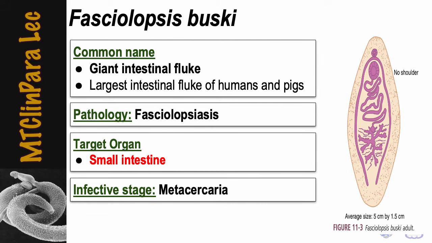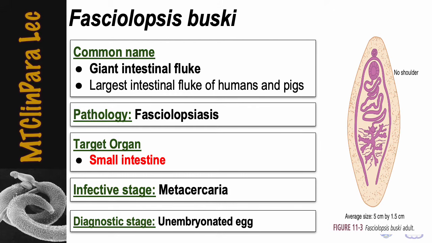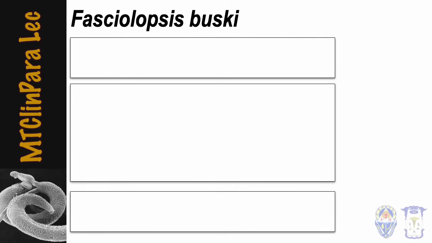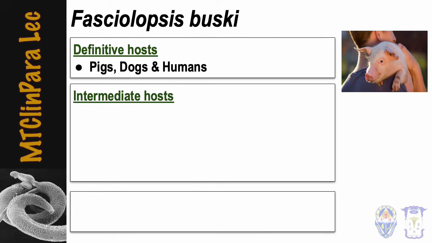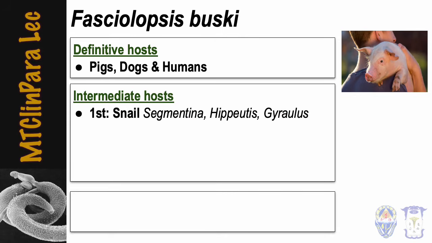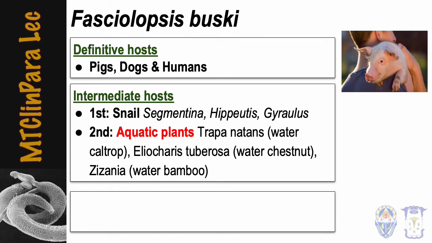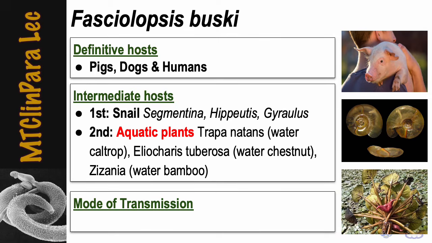The infective stage is still metacercaria, since this is still under the organ-dwelling trematodes, and the diagnostic stage is an embryonated egg. In terms of their life cycle, the definitive hosts of this parasite are pigs, dogs, and humans. The first intermediate host is always a snail, and the second is aquatic plants, under the species names Trapa natans and Eleocharis tuberosa. The mode of transmission is through ingestion of metacercaria in aquatic plants.